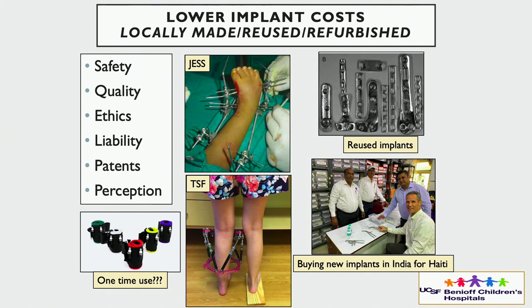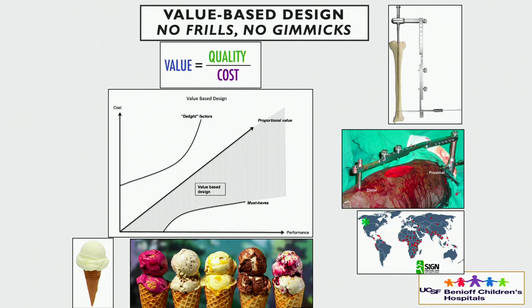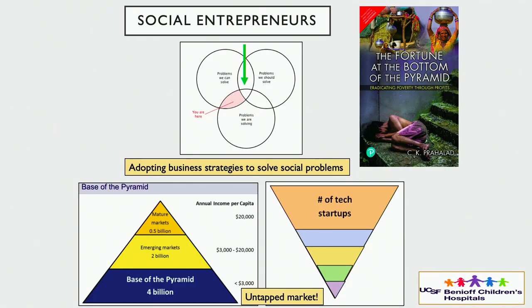And here's my friend Scott Nelson. Talk about South-South partnerships. He took a 24-hour flight from Haiti to New Delhi and then back just to buy cheap implants and use them in Haiti. We talked about value, right? So Signail is a great example of value-based implants where there are no frills, no gimmicks. You do what's needed, but you impact a large portion of the population.